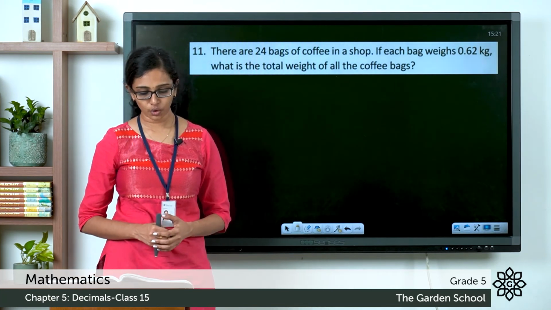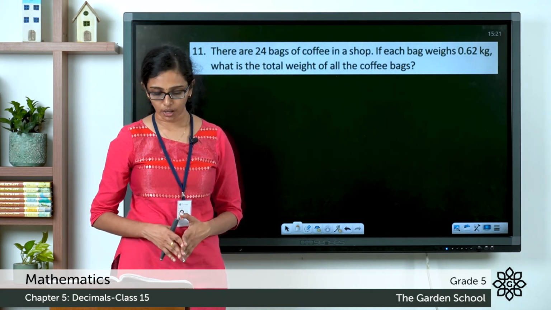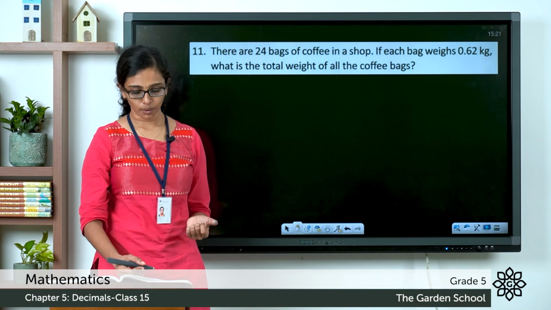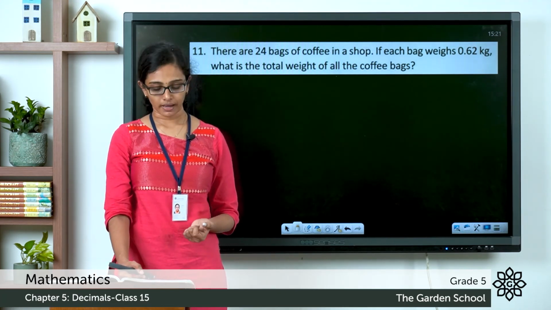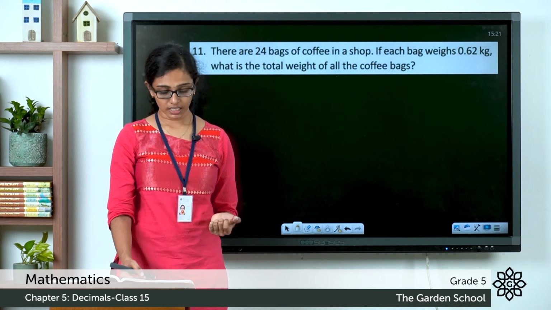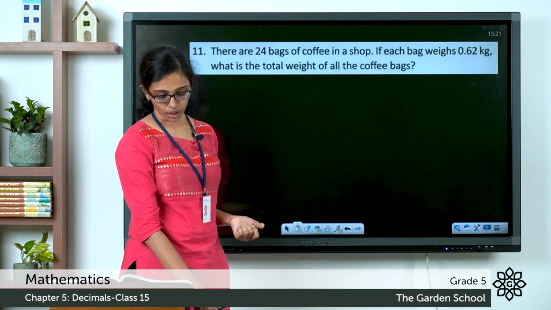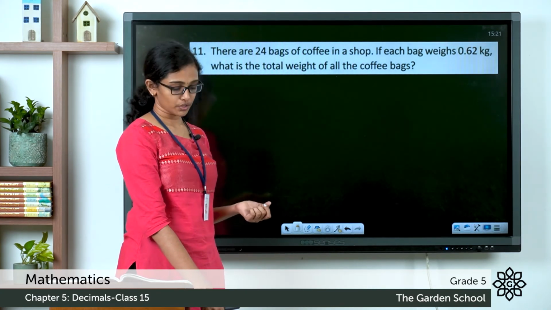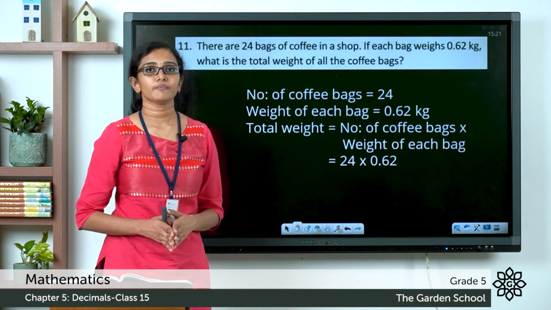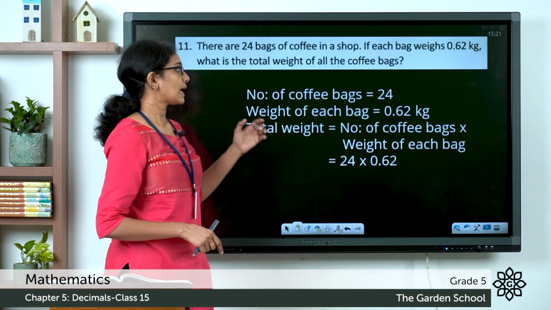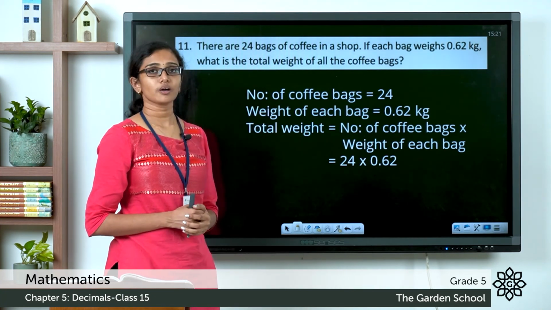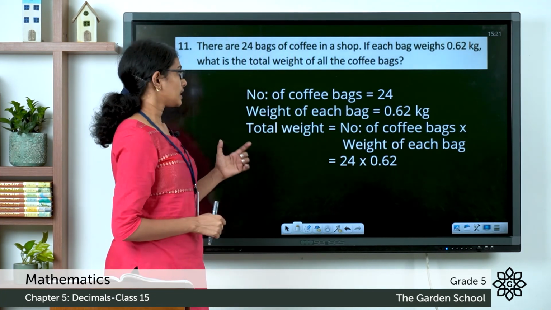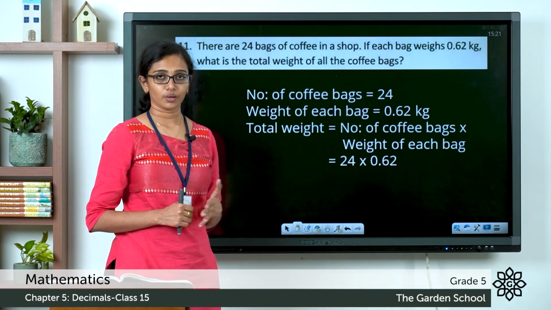There are 24 bags of coffee in a shop. If each bag weighs 0.62 kilogram, what is the total weight of all the coffee bags? What are the things given in the question? There are a total of 24 bags in the coffee shop. So, the number of coffee bags is equal to 24 and the weight of each bag is equal to 0.62 kilogram. Now, you are asked to find out the total weight.